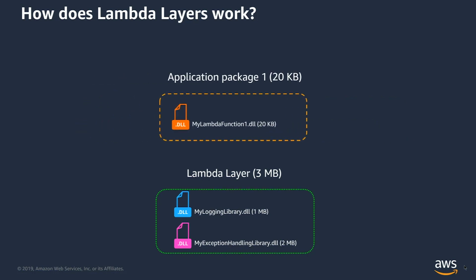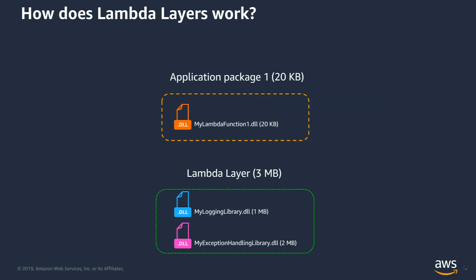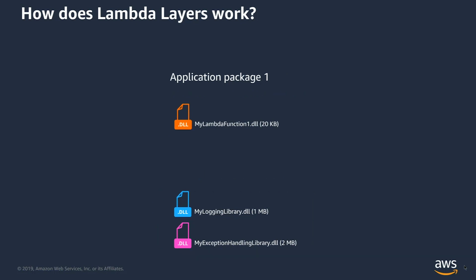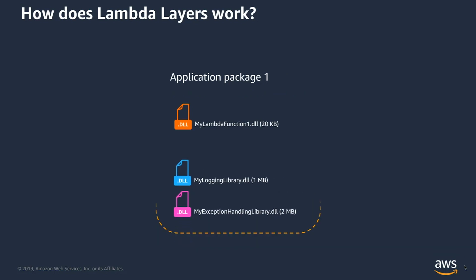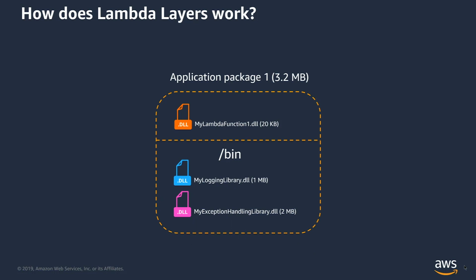Let's take the case of myLambdaFunction1 as an example. When you invoke the Lambda function, the layer components are dynamically pulled and deployed into the bin folder in case of .NET Core being the runtime. For languages like Ruby, Python, Node.js, etc., the layer components are copied to the opt folder in the Linux environment.